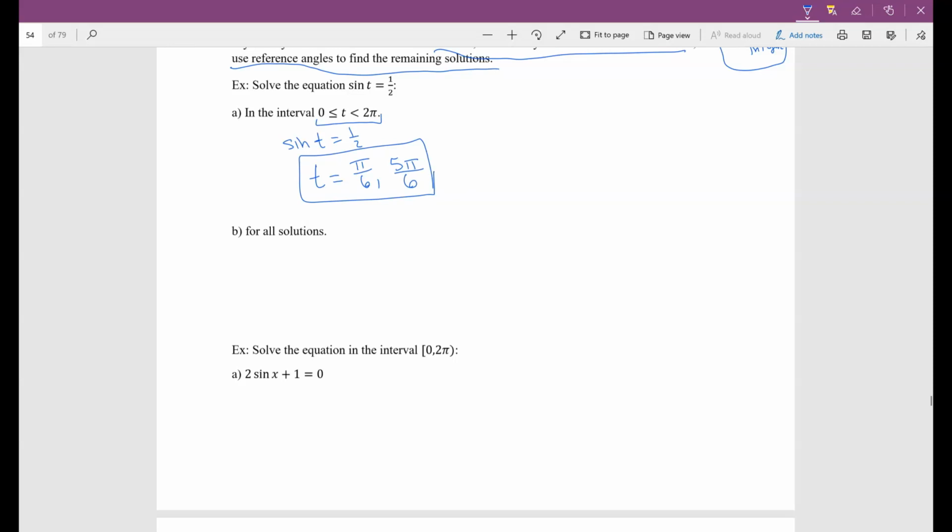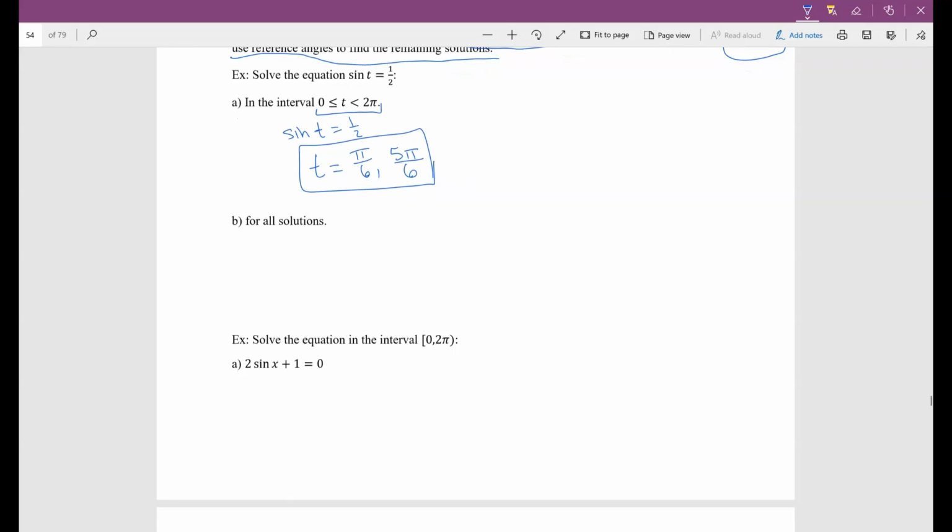Now, what if I wanted all solutions? I take the first one, pi over 6, and add 2 pi k to it. The second one, 5 pi over 6, I also add 2 pi k to. And here what you want to write is that k is an integer.